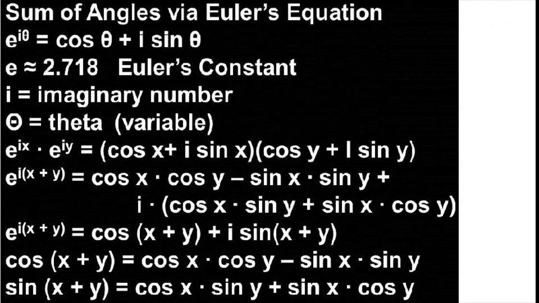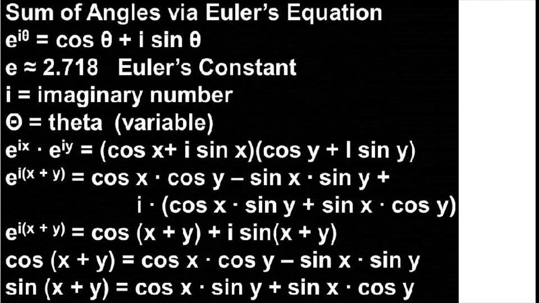So on the next line down, we have now e to the ix times e to the iy. What I've done is I've just copied the Euler formula two times and multiplied it by itself with two different variables. So the first part, e to the ix, on the right-hand side of the equal sign has cosine of x plus i times the sine of x. And then next to the multiplication symbol on the left-hand side, we have times e to the iy.